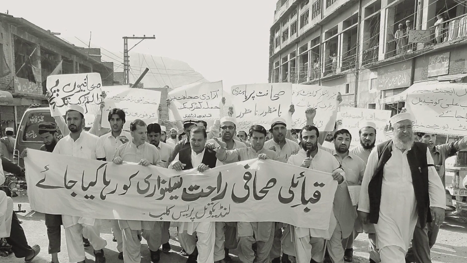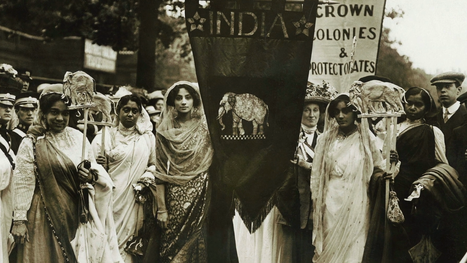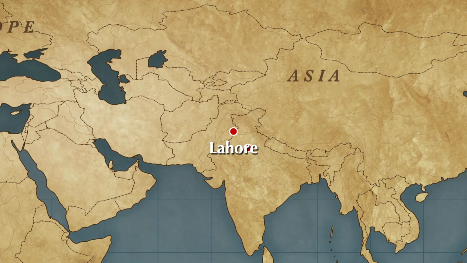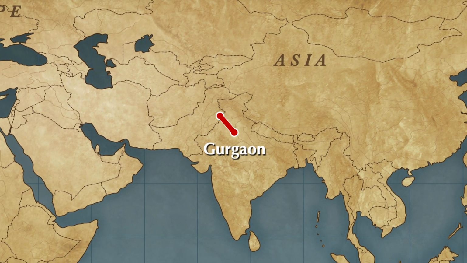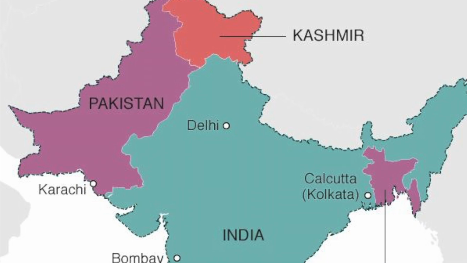February 1947, with the resentment of the Muslim League growing, British Prime Minister Clement Attlee formally declares that India will be granted independence not later than June 1948. Nonetheless, riots continue to be pervasive, especially throughout Lahore and Gurgaon. On June 3, 1947, the plan to partition the subcontinent is agreed and made public.